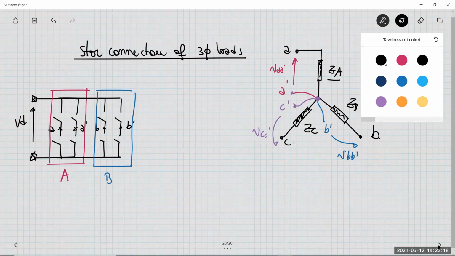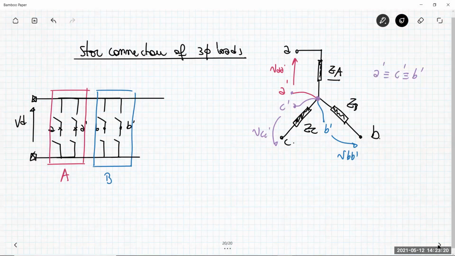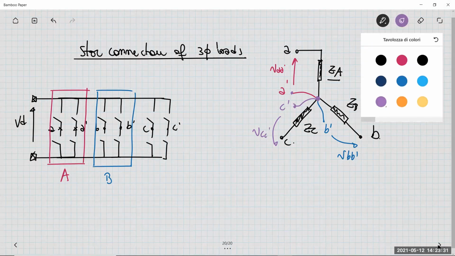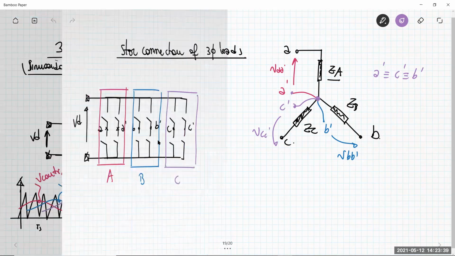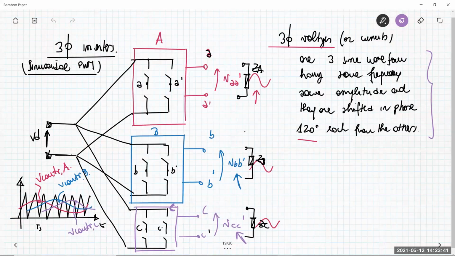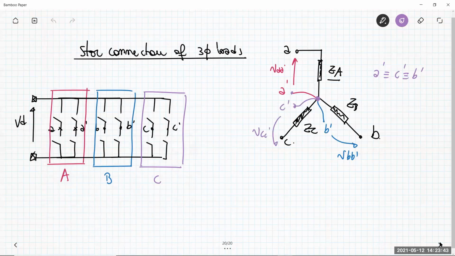Then we have the inverter C, which is again supplied by the same voltage VD. And the nodes are C and C prime. And this is purple. So this circuit here is exactly the same as I plotted here, okay? There is no difference. This is just a different way to show the same concept.